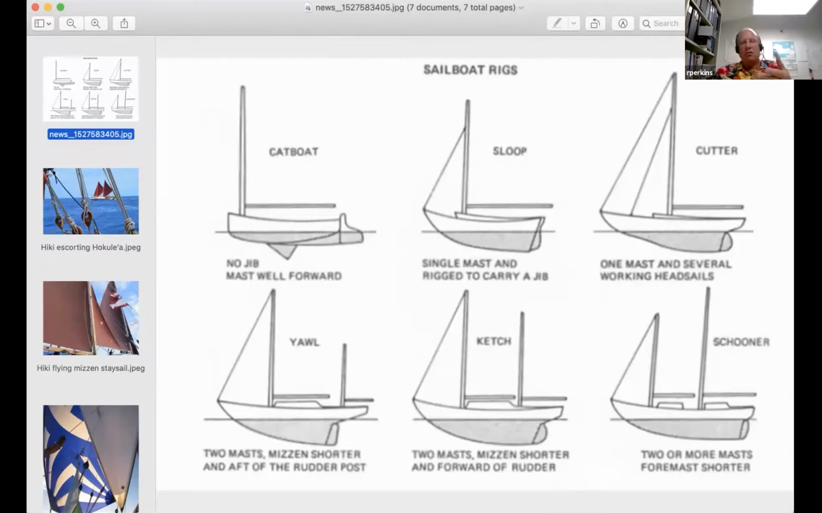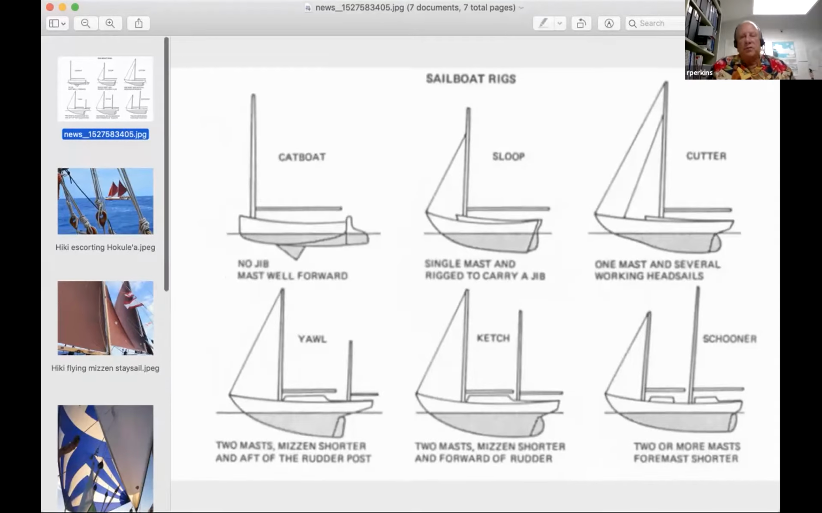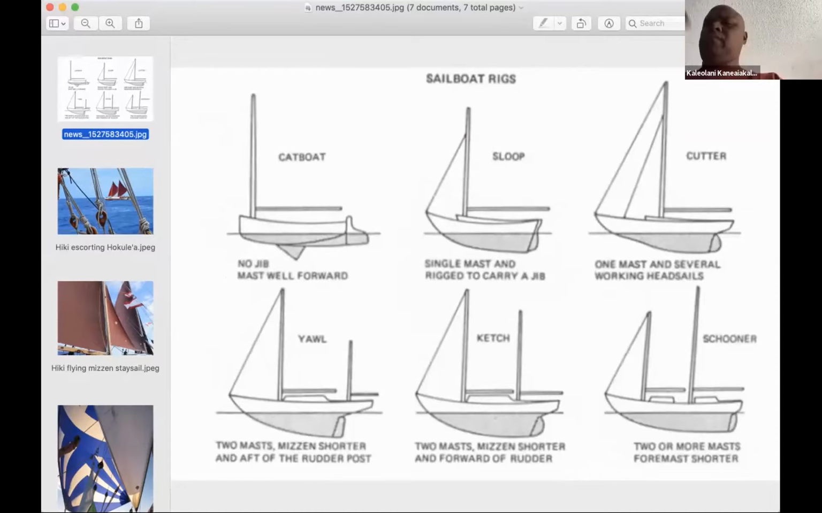These are real simple pictures, but it shows you the different types of rigs that we can run into. And again, there's going to be variations on all of these rigs, but I think what's important is maybe just to look where the mast, or masts plural, are placed in relation to the hull.